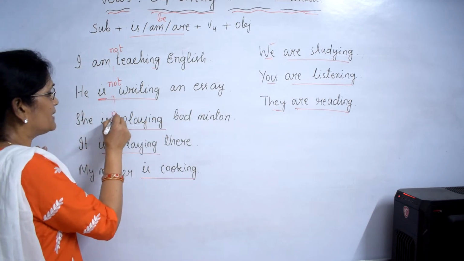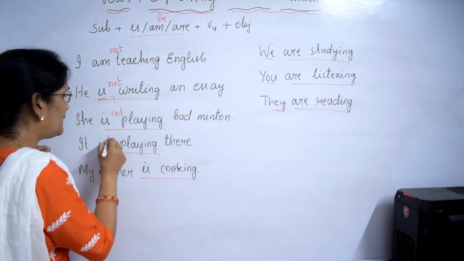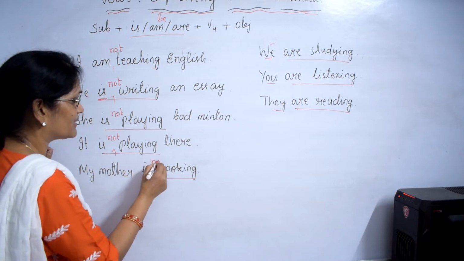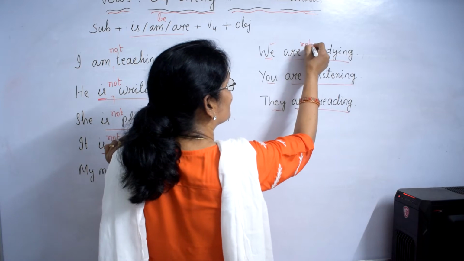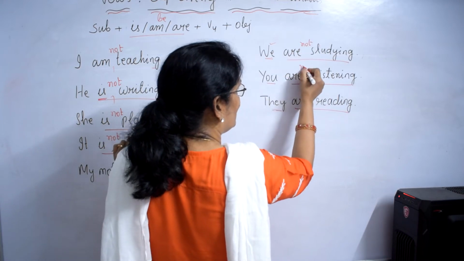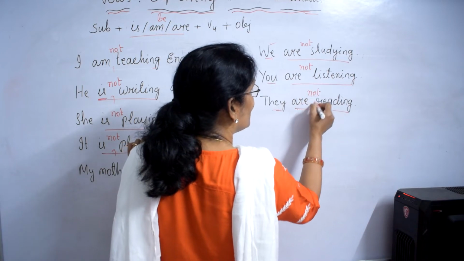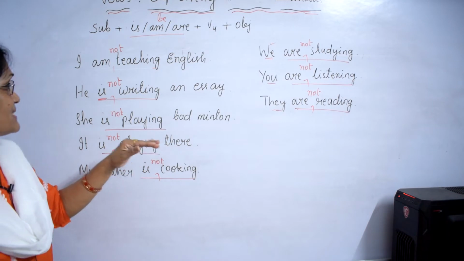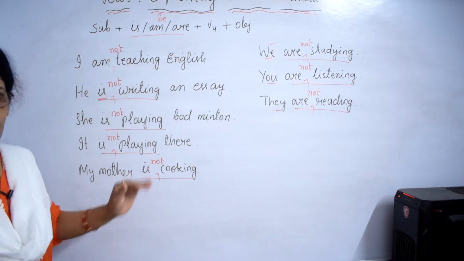He is not writing an essay. She is not playing badminton. It is not playing there. My mother is not cooking. Okay? We are not studying. You are not listening. They are not reading. Okay? In such a way, we frame negative sentences. I am not teaching.